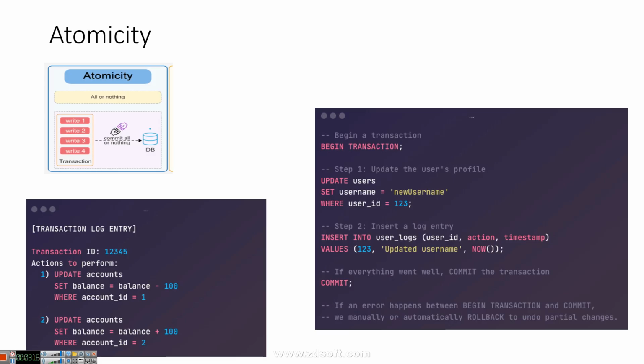The second one is commit rollback protocols, and it is implemented using begin transaction and commit. Between these two, whatever we want to consider as the whole transaction, all those steps will be written here, and if all are done, only then the commit will happen. Otherwise we can do a rollback, and it can be manual or automated.